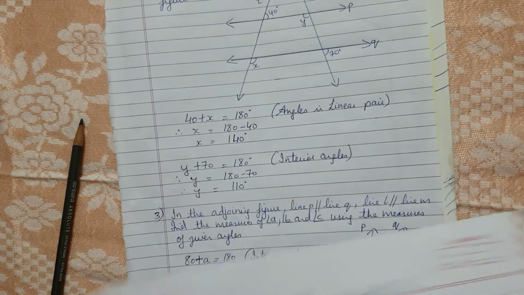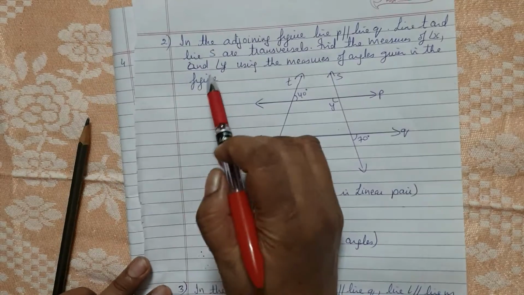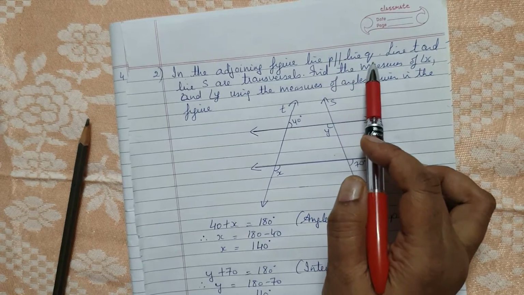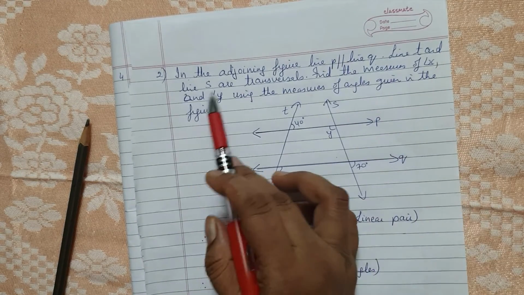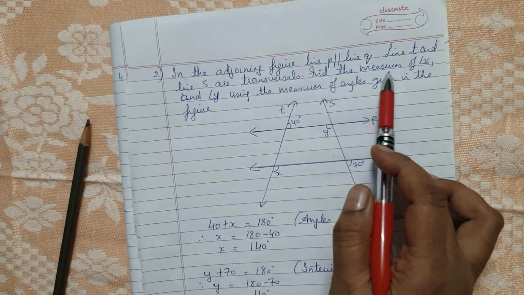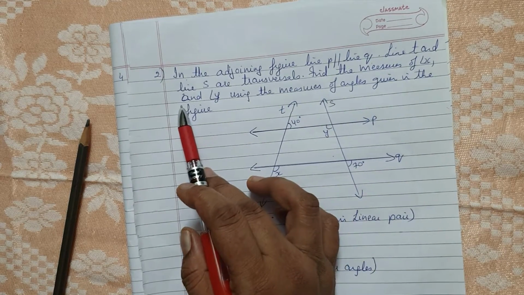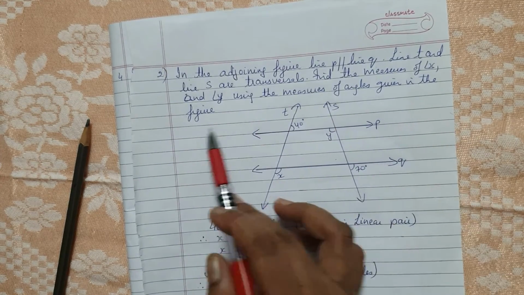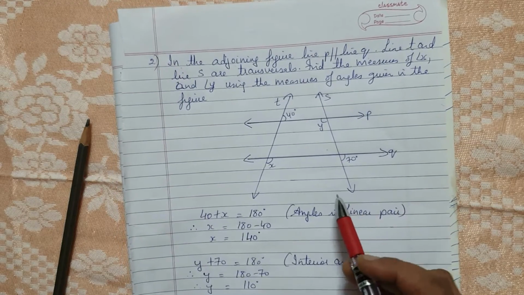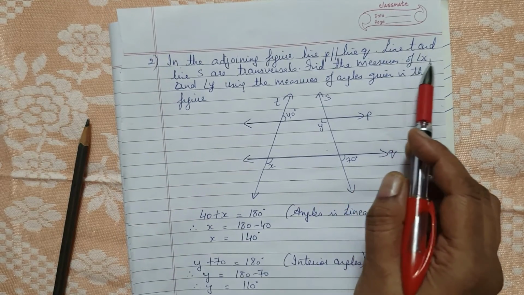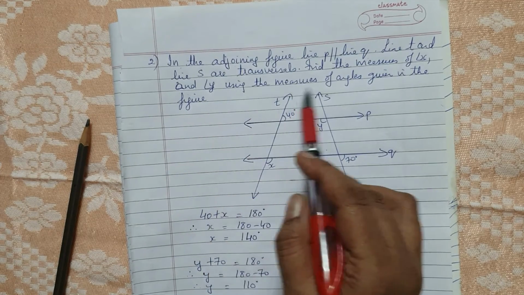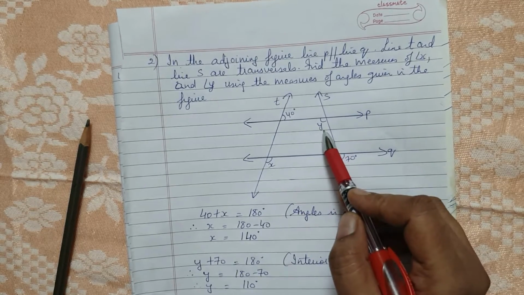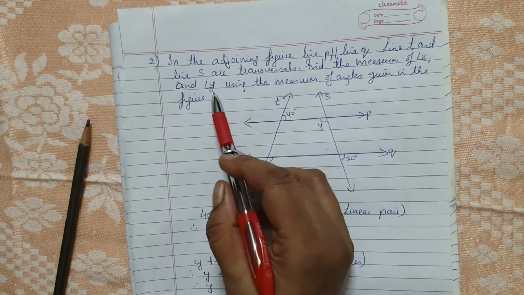Now let's do the next sum. In the adjoining figure, line P is parallel to line Q. Line T and line S are transversals. Find the measures of angle X and angle Y using the measures of angles given in the figure. So now this is X and this is Y. So we have to find the measures of angle X and angle Y.